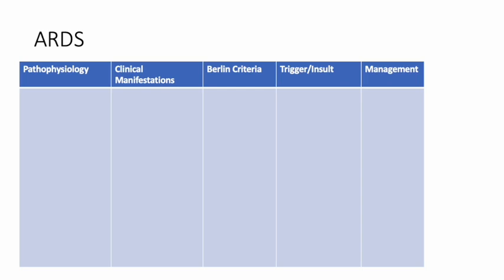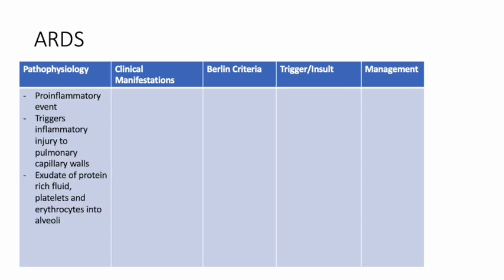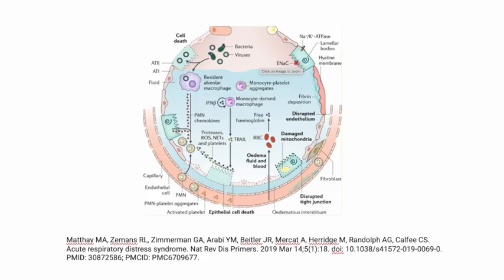So in ARDS, some pro-inflammatory event triggers injury to pulmonary capillary walls, which results in leaky pulmonary capillaries, which in turn leads to exudate of protein-rich fluid, platelets, and even erythrocytes into the alveoli. And the details of the mechanism are complex, but that's the overall concept. There's some triggering event that leads to inflammation, which in turn leads to leaky capillary walls that allows protein-rich fluid to seep into the alveoli.